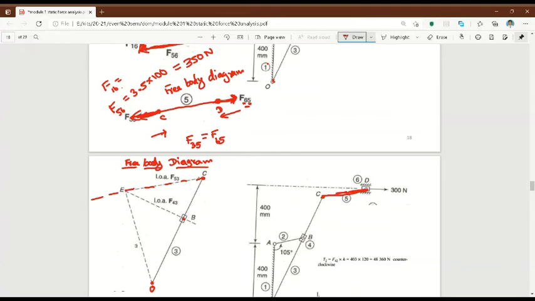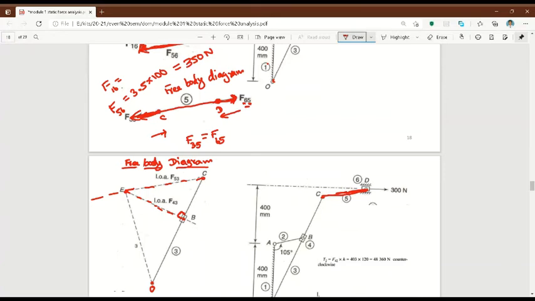Now draw a perpendicular line to this piston. That is a line perpendicular to OC. So this is the meeting point. If the system is in equilibrium, the lines of action of all the forces will be meeting at one point.